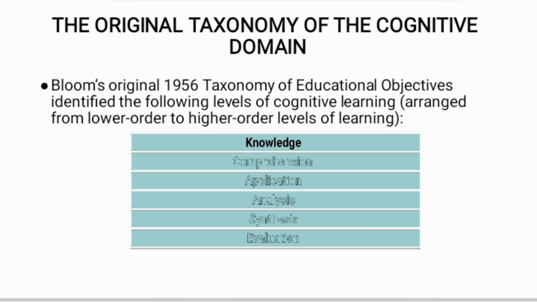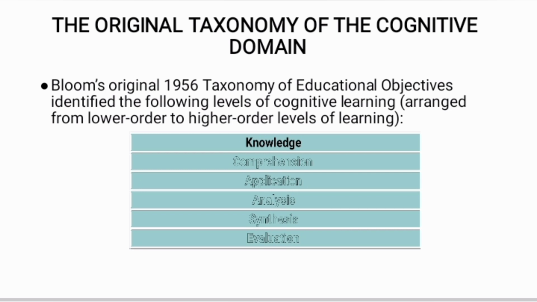Bloom's original 1956 taxonomy of educational objectives identified the following levels of cognitive learning, which are arranged from lower order to higher order levels of learning: knowledge, comprehension, application, analysis, synthesis, and evaluation. These are the 6 steps.